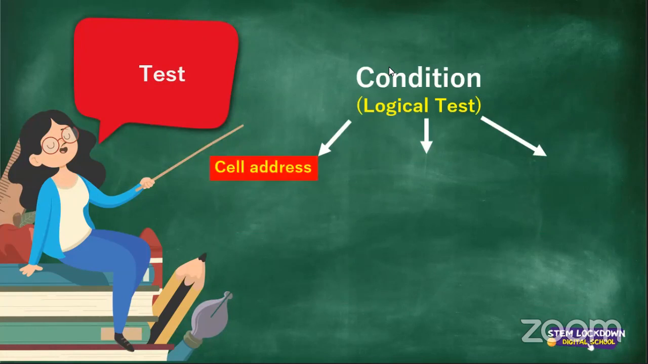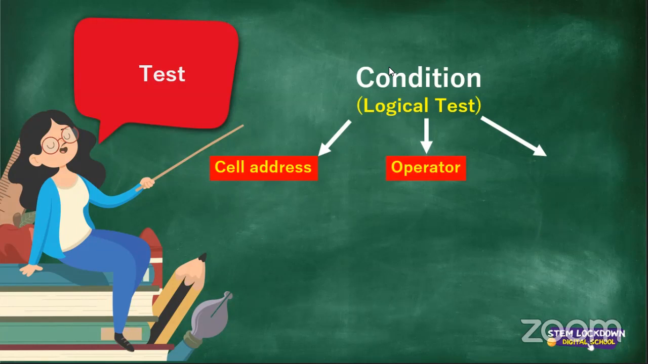So the condition is made up of three parts. The first part is the cell address. If you remember from the previous example that we did, we looked at A2, we looked at E2, we looked at J2. This part is not a range. Some people always make a mistake and they put a range. It's just one single address.